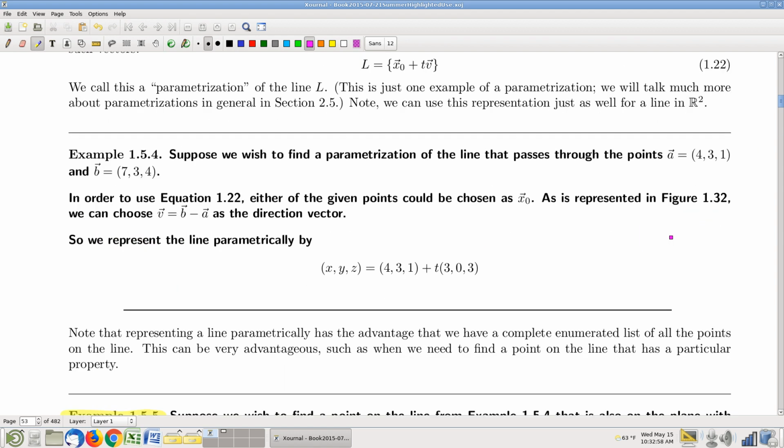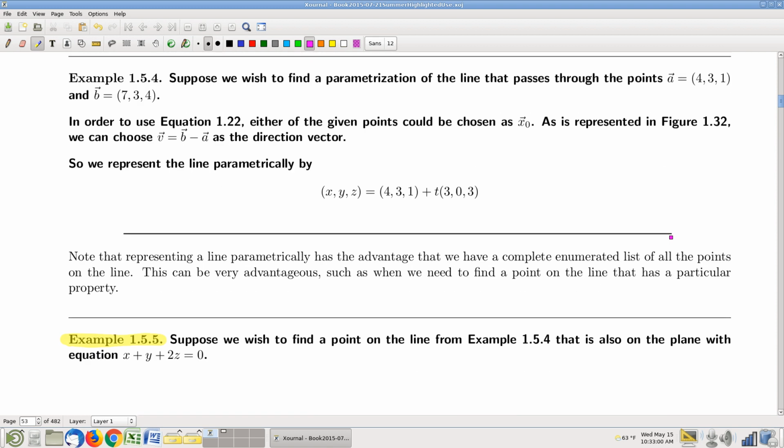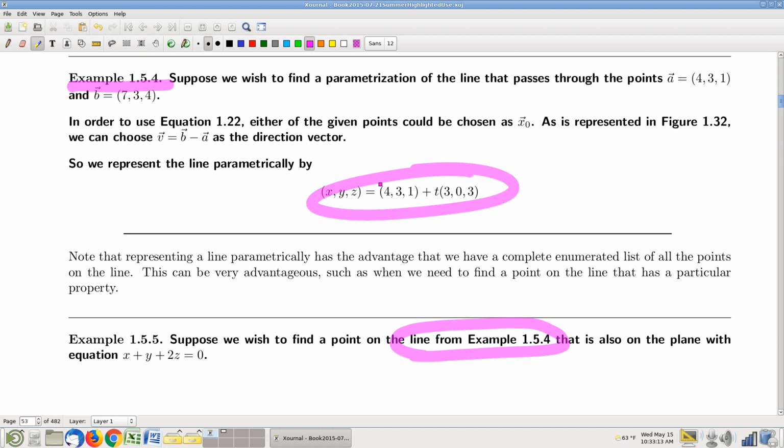Okay, let me show you how I can combine these ideas. This is, I think, kind of a cool example. We're going to look at the line from this previous example. So let me just circle. There you go. There's our line. And I would like to know, where does that line intersect this plane? How would I find a point that's on both that line and that plane?